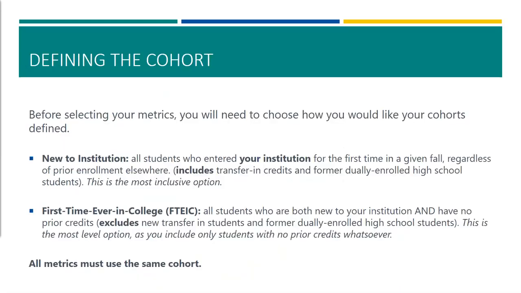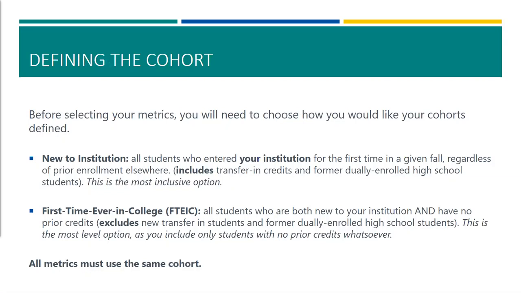Before you select your metrics, you will need to choose how you would like to define your cohorts. You have 2 options. One is new to institution, which reflects all students who entered specifically your institution for the first time in a given fall term, regardless of what happened elsewhere. So let's say you're looking at the fall 2016 cohort, a student might have entered another institution in fall 2014, earned a few credits, and came to you in 2016. That student would count as new to your institution when they reached you for the first time in 2016.